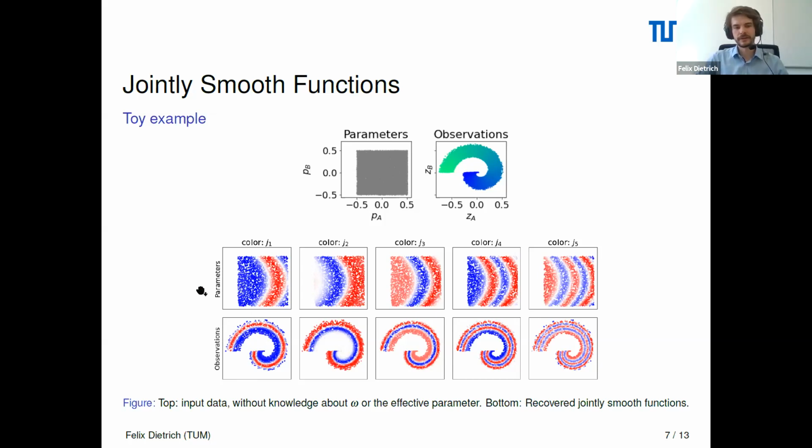And if you compare it with the actual effective parameter of the system that is shown here, you can see that neither of these smooth functions actually is the given effective parameter, but we are not really searching for that either. We are actually just searching for a whole space where then in principle that effective parameter here is a linear combination of those functions.